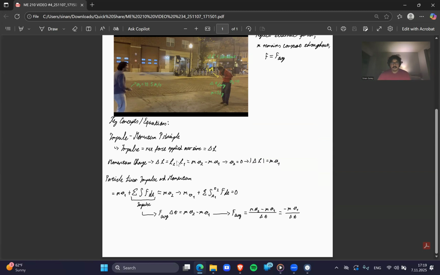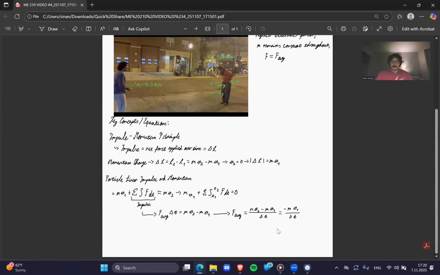Momentum change can be found by the final momentum minus the initial momentum, which is mass times V2 minus mass times V1. However, since V2 is zero, it's just m times V1. Now we're specifically using the equation for particle linear impulse and momentum, in which mass times V1 is equal to the integral of F dt, which is impulse. We're saying that impulse is equal to F average times delta t. And V2 is zero, that cancels out, which just becomes F average equals negative m times V1 over delta t.